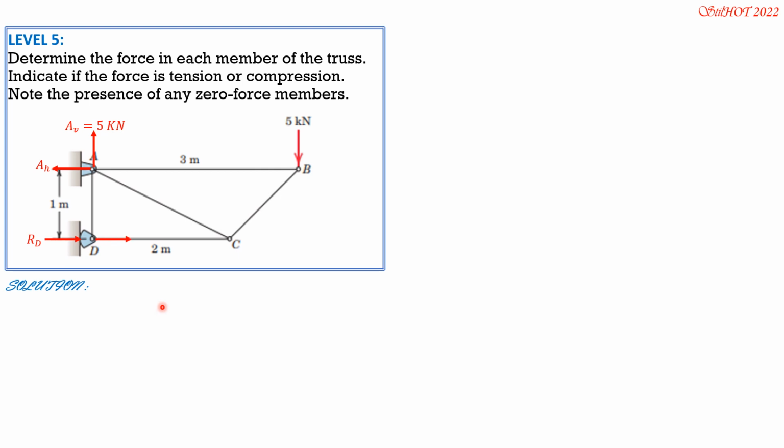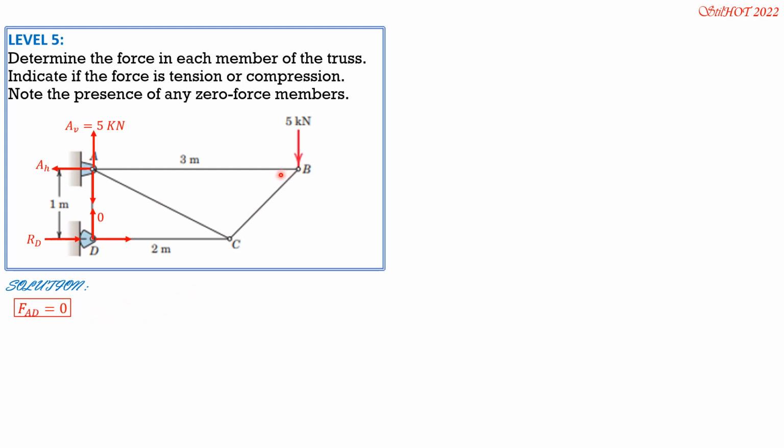Then we begin by noting that at joint D, we have collinear forces, and this is the only unique force which is oblique to these two collinear forces. So therefore, this falls in case 2 for zero force member. That's why force in AD is 0. So we now have an answer that force in AD is 0.